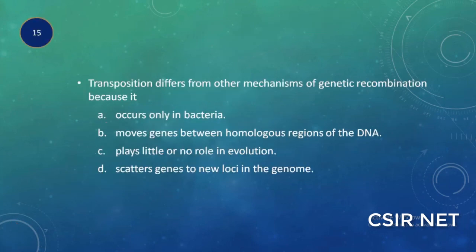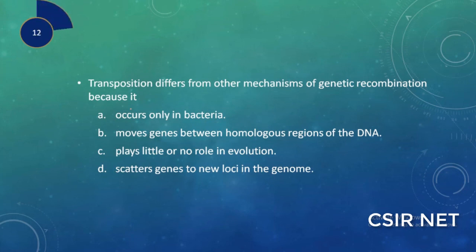Transposition differs from other mechanisms of genetic recombination. How is transposition different from the genetic recombination mechanism? These are your options. A, occurs only in bacteria. B, moves gene between homologous regions of the DNA. C, plays little or no role in evolution. D, scatters genes to new loci in the genome. Your time starts now.